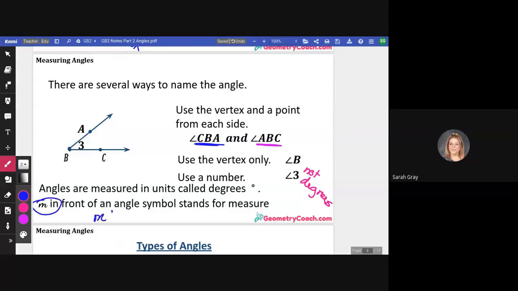The cursive M in front of the angle means measure, so we would write it like this, measure of angle ABC, and then that would equal like some degrees, like 60 degrees or 90 degrees. M means measure.